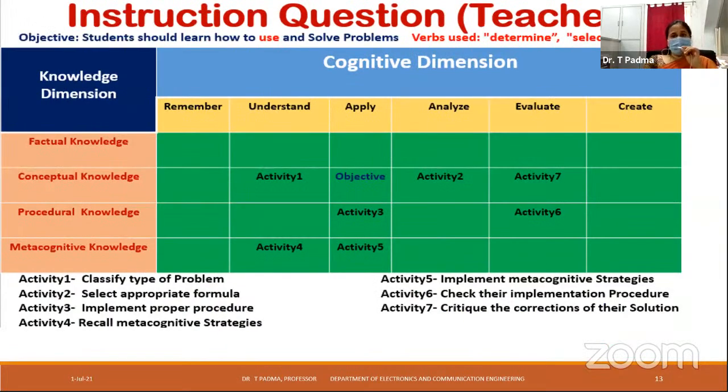So similarly, if we look into the instruction person, it depends upon the faculty or the teacher who tries to apply or provide some activity to the students to solve any of the problems. In that case, the verbs being used by the teacher could be almost like determine, select, and use. So here, if you look into the green color grids, there is an activity 1.